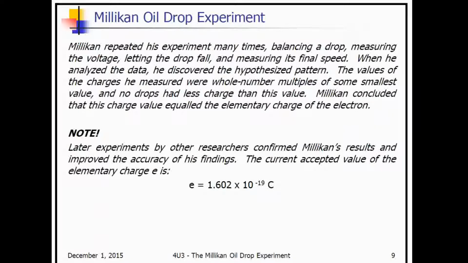And this elementary charge shows up on your formula sheet. It's listed as E. Now, we've been talking about an electron, but the elementary charge is actually the charge of a proton as well. Whereas the electron is negative, the proton is positive.